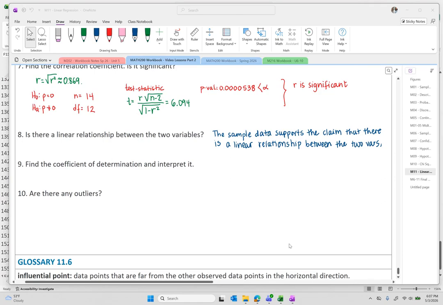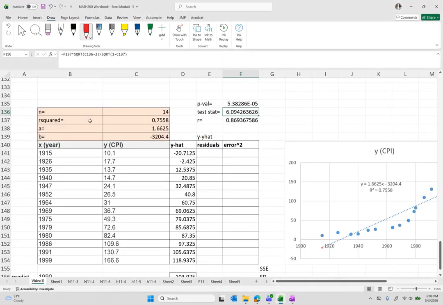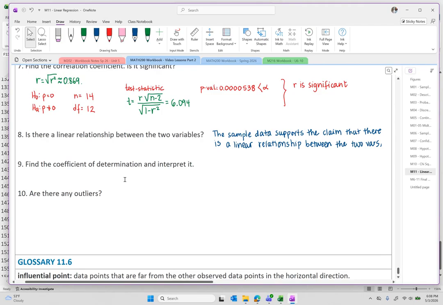Find the coefficient of determination and interpret it. So we ask Excel to always show us R squared. R squared is 0.7558, or usually stated as a percent, 75.6%. And the interpretation of the R squared is that 75.6% of the variation in the Y variable, which is the CPI, is explained by the variation in the X variable, which is the time in years, based on the line of best fit.